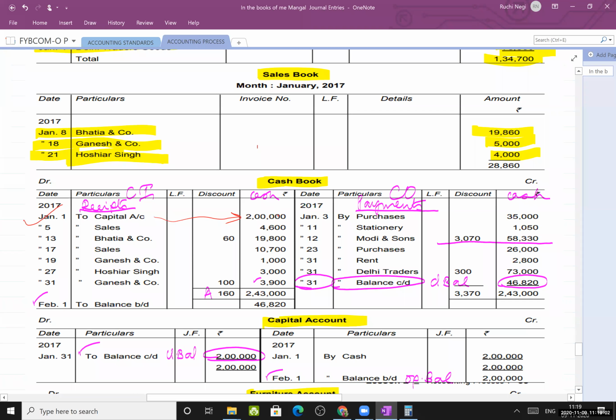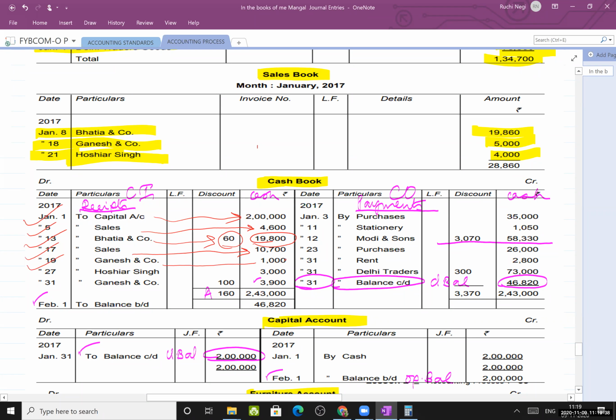Check 1st January, cash is coming in the business through capital. So write in the cash column 2 lakhs. 5th Jan cash sales 4,600. 13th Jan, received money from Bhatia and company and discount given to them. So for us it is discount allowed, right? 60 rupees, 1980. 17th Jan cash sales 10,700.